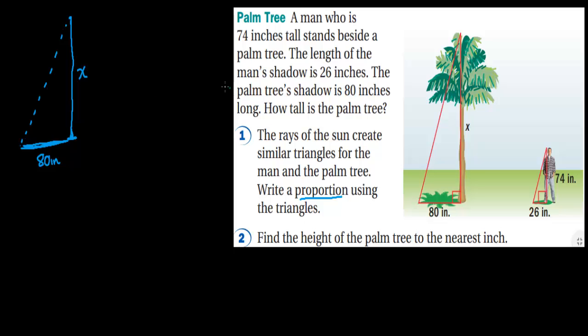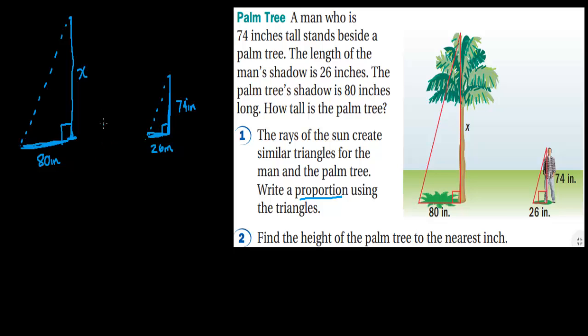So notice how we take this situation and represent it with a triangle. And this triangle we create is a right triangle. And then next to this palm tree, we have a man standing on the same ground that the palm tree sits on. And this man is 74 inches tall. And when the sun hits, the shadow that the man casts on the ground is 26 inches long. And this triangle is also a right triangle. There it is. That's the situation. We have 2 similar triangles.